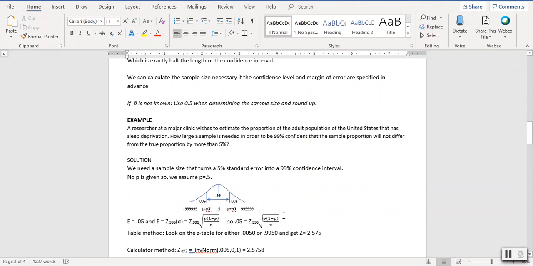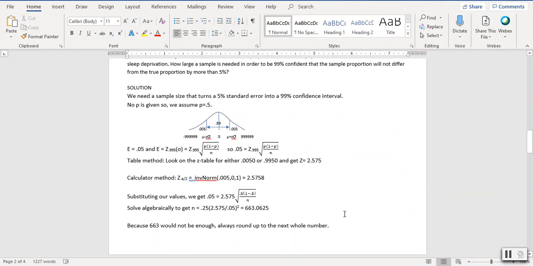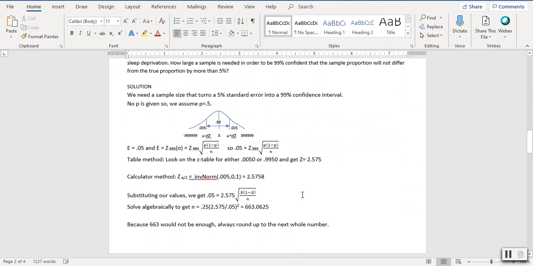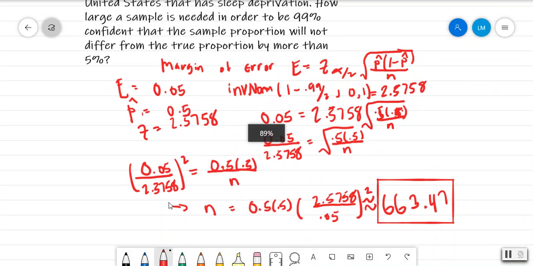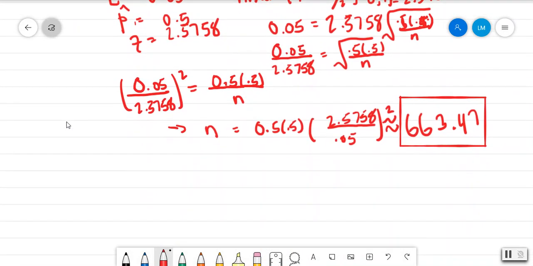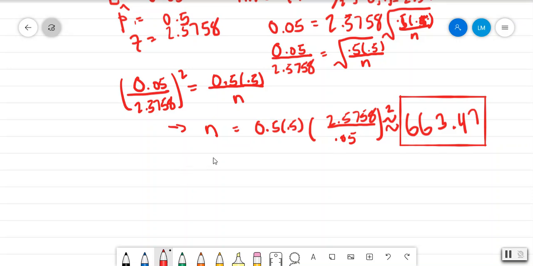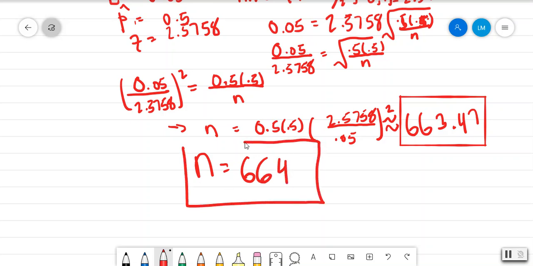Whenever we're doing the estimated sizes, we just have to round up. So if I round up to the next value, because you're trying to maximize it essentially, the sample size must be 664 in order to guarantee those conditions.